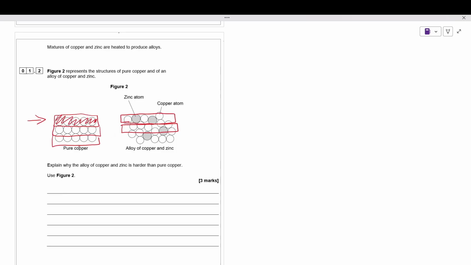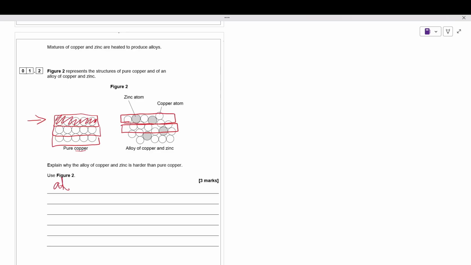This question can be given to you with any metal whatsoever. They can give you pure copper, they could give you pure iron, right? The concept remains the same. If it's pure, it's in regular rows, so it can slide easily. That makes it a bit softer. But if it's an alloy, the shape is distorted due to the difference in size of those atoms, and it means that the layers cannot slide easily. So that's our answer for this.